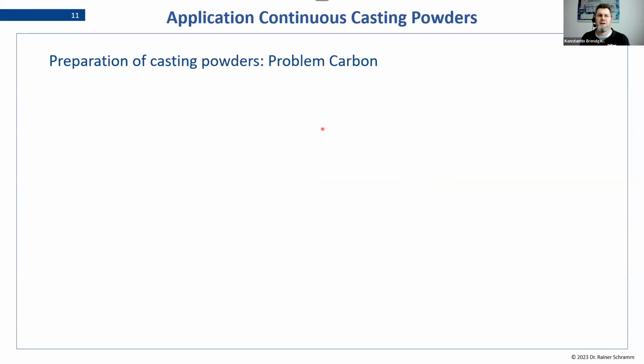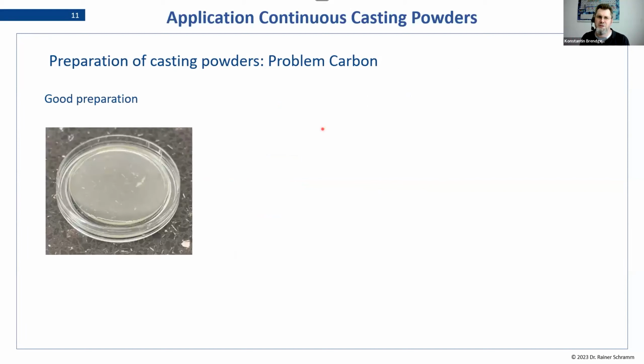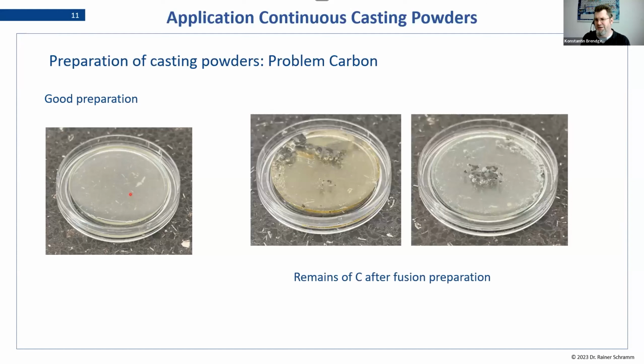The more interesting application is the actual casting powders. And the first problem we have here in preparation is the high content of carbon. You've seen before that it's up to 20% in total. When it comes to doing a fused bead, what we want is something like this, a clear disc, completely homogeneous. But the problem is if there is a lot of carbon in your sample, this tends to not dissolve well. And it stays in the sample if we can't get it out.